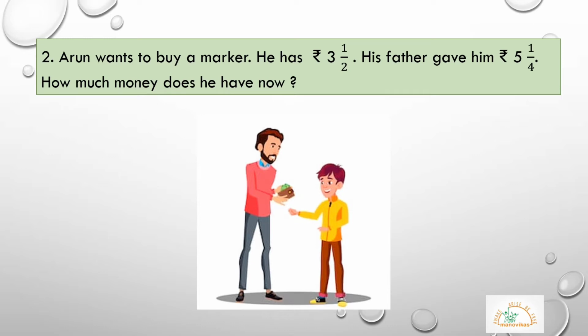Second one, Arun wants to buy a marker. He has rupees 3.5. His father gave him rupees 5/4. How much money does he have now? So what are we doing here, students? We are doing addition. We have to add what he had and what his father gave to him.